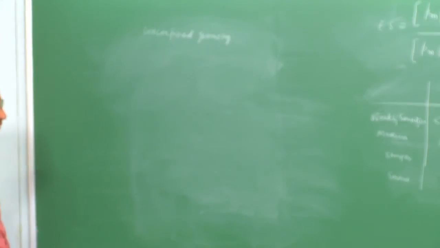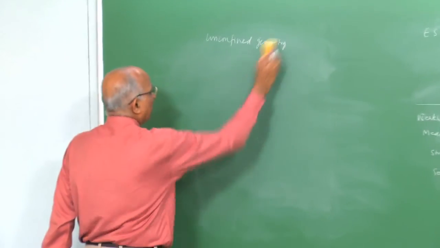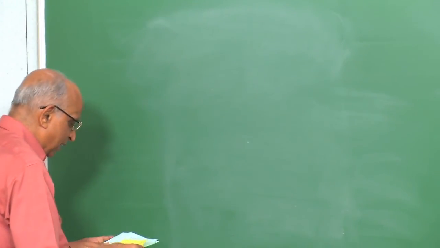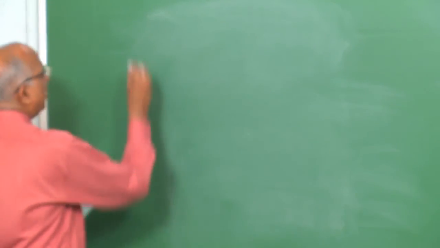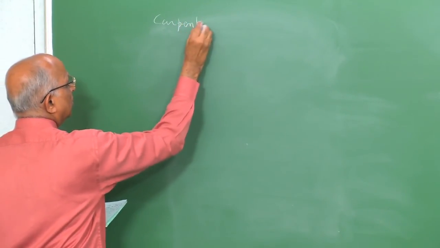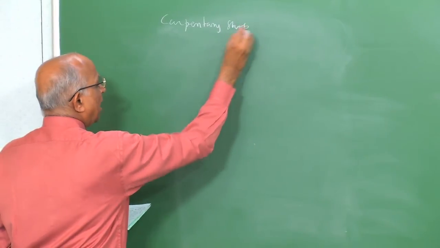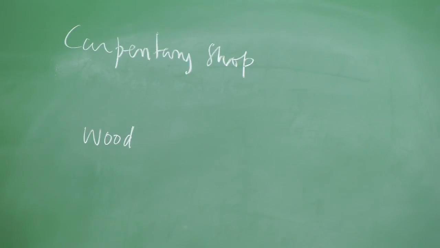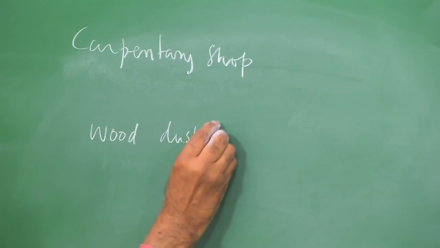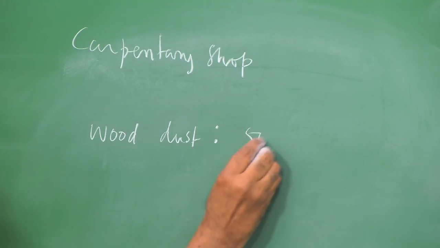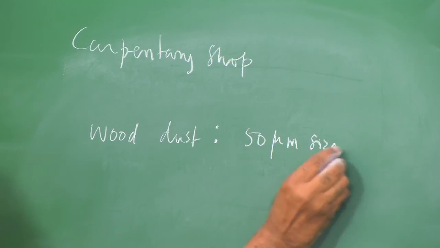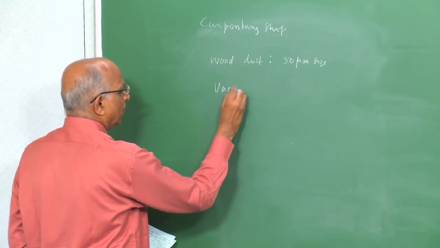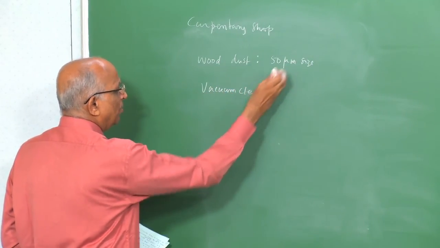To be able to put things together, let's do one small problem involving a dust explosion such that the things we learned fall in place. And the problem I consider is, let's say I have a carpentry shop. During the different processes taking place in a carpentry shop, I generate wood dust. And this wood dust, let us say, is of mean dimension around 50 micron size. The place gets littered with wood dust, and therefore I use a vacuum cleaner to remove this wood dust.